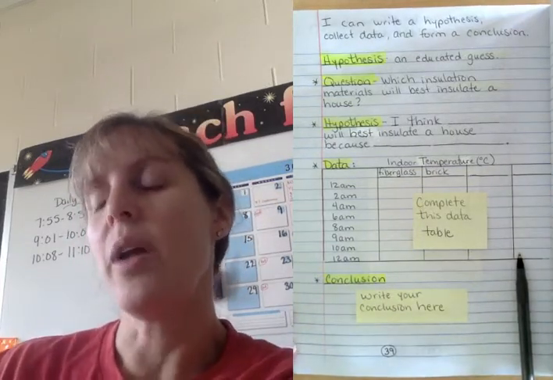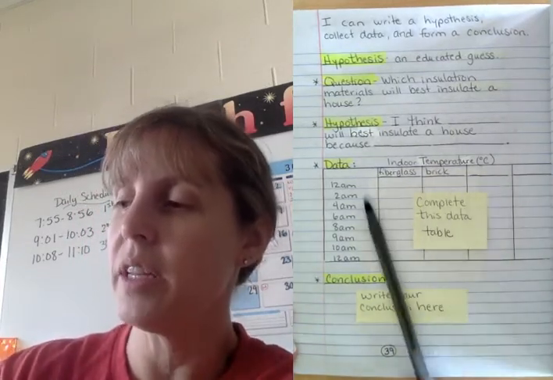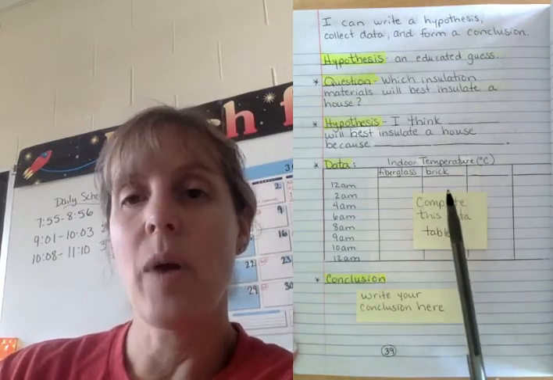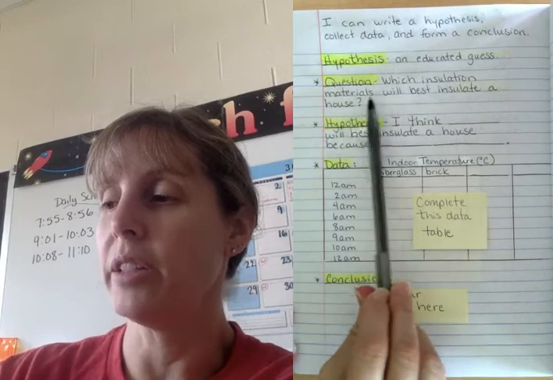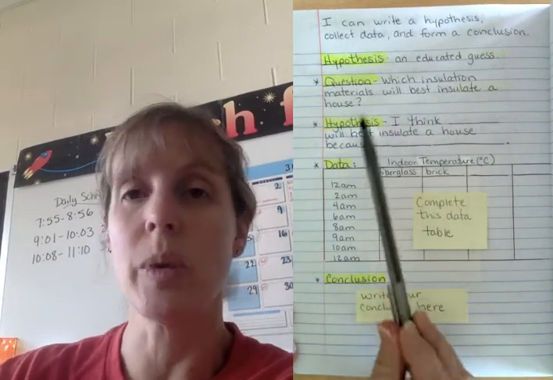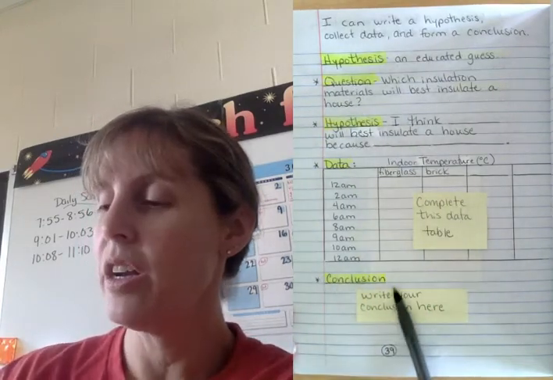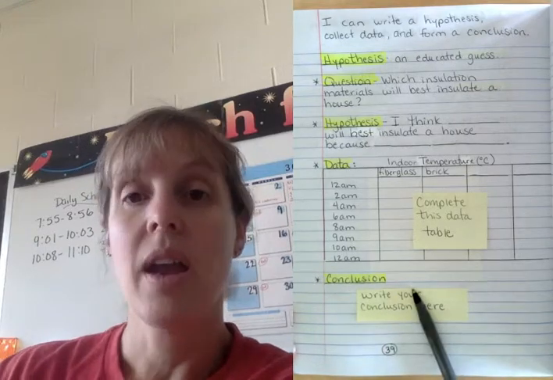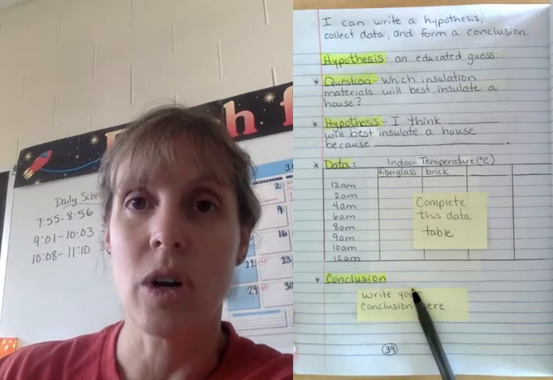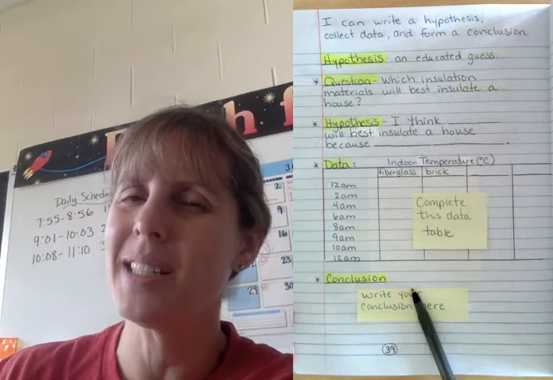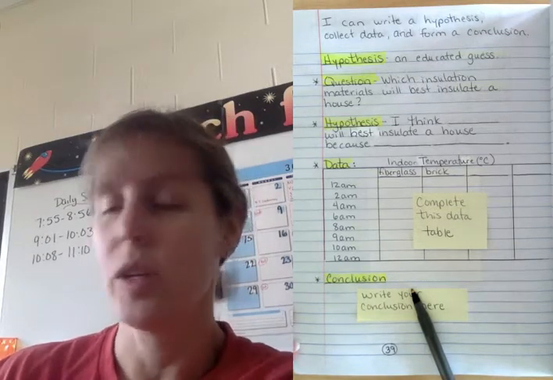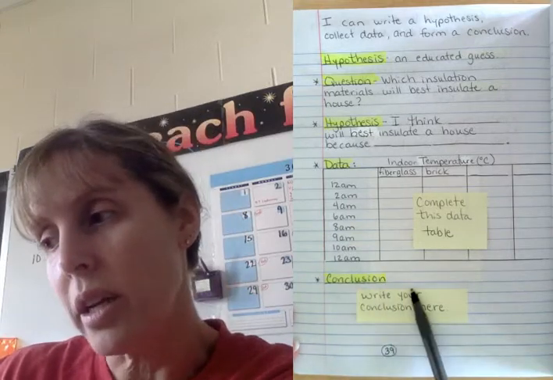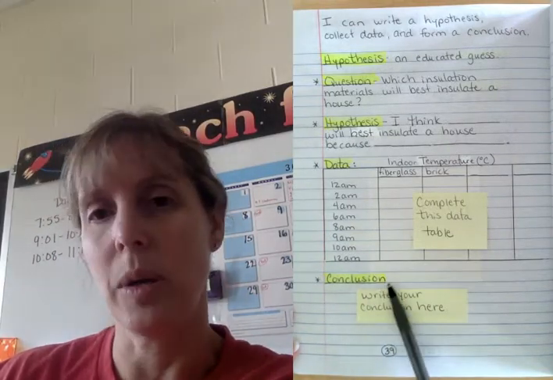And then when you're done, what I want you to do is take all of these numbers and figure out which insulation materials will best insulate a house. So which one is going to keep it the warmest? And you're going to write your conclusion here. Now a conclusion is the answer to the question. So you need to restate some of the words that you use for the question. You don't have to write in conclusion, because you already labeled it here with conclusion.